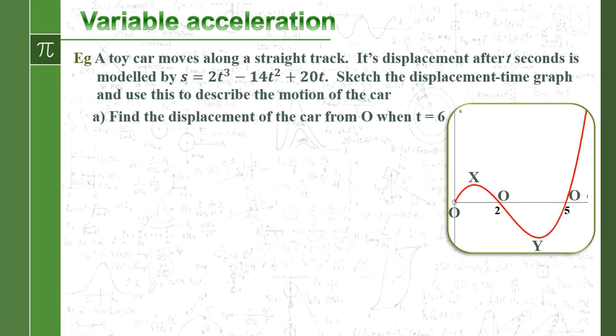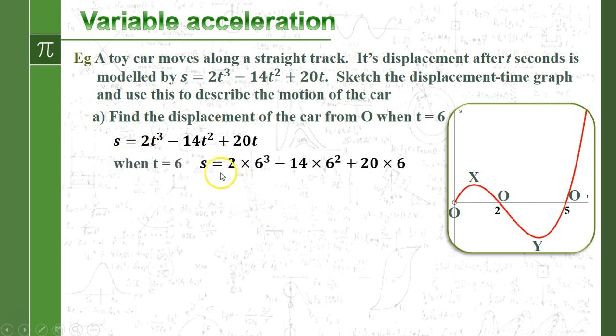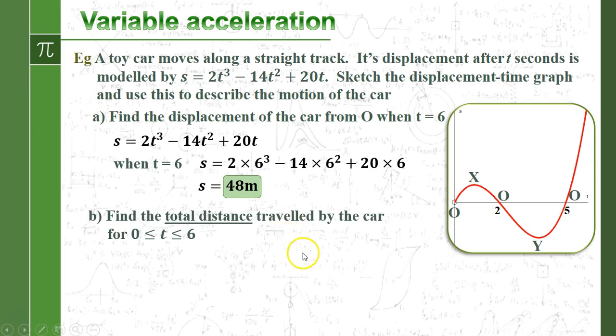Let's now do some calculations using this. So it says find the displacement of the car when t equals 6. That's a fairly straightforward calculation. So we know t equals 6. We're just going to plug it into there. And so we've got s equals 2 times 6 cubed minus 14 times 6 squared plus 20 times 6. Substitute the 6 in, do the working out. So at t equals 6, we're over here on the graph, and the car is now 48 metres away from where it started. Now, that's not to say that it's travelled a total of 48 metres, but it's just saying it's 48 metres in the positive direction away from where it started.